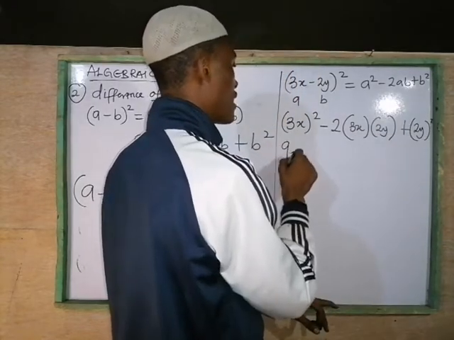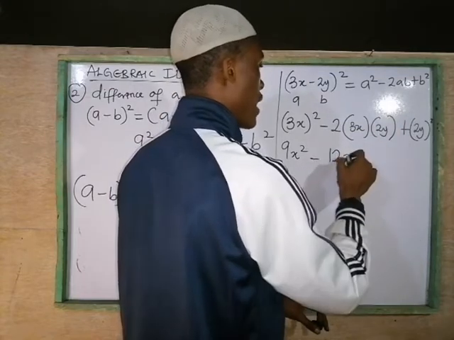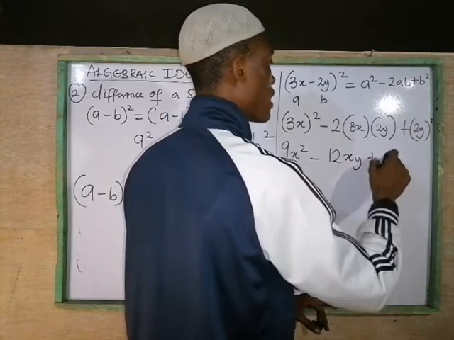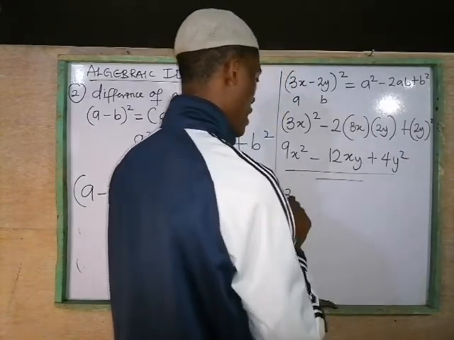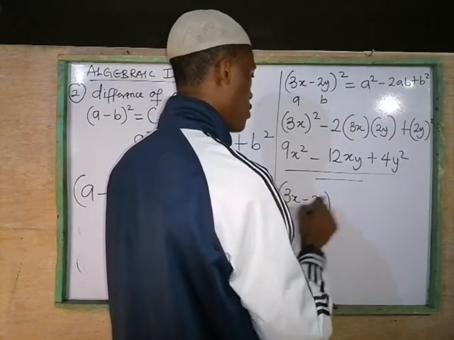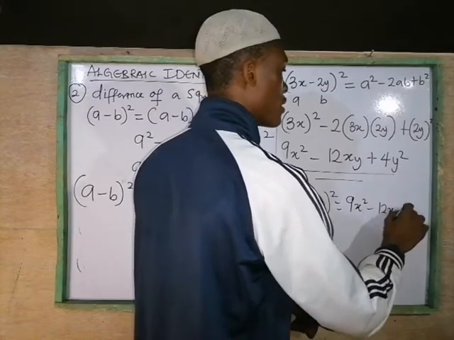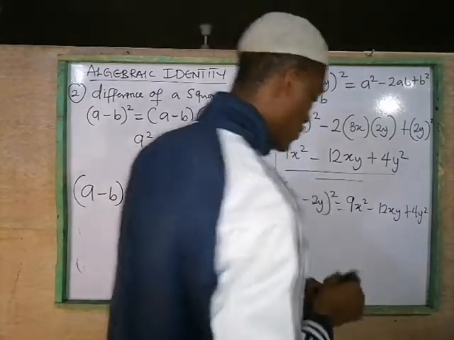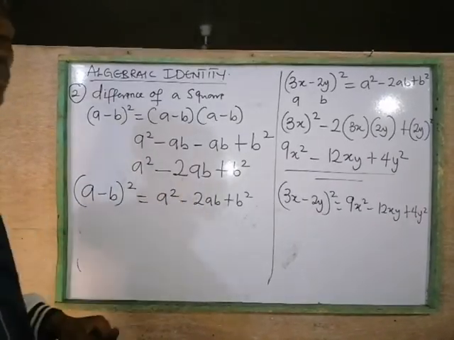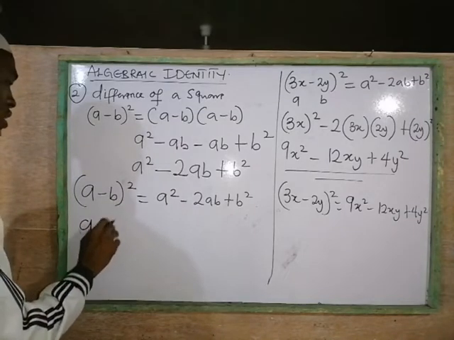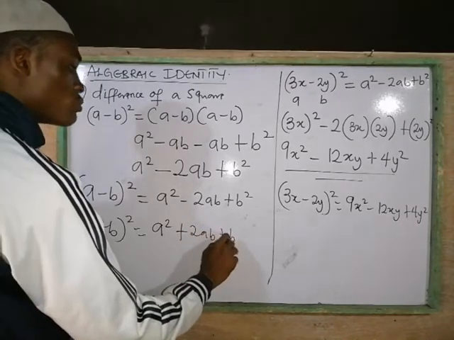So I have 9x squared minus 2 times 3, 6, 6 times 2, 12, then xy, plus 2 raised to the power 2, that is 4, then y raised to the power 2, that is y squared. So my (3x - 2y) all squared is expressed as what? 9x squared minus 12xy plus 4y squared. Do not forget the identity. (a - b) raised to the power of 2 is a squared minus 2ab plus b squared. But if you have the sum of the square, do not forget, sum of the square is a squared plus 2ab plus b squared.